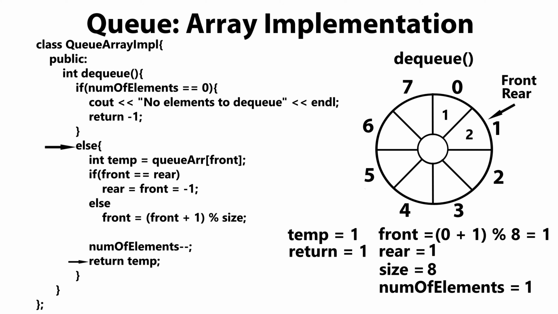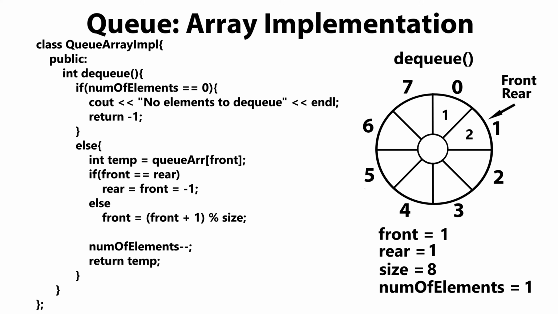So now let's give another example with the dequeue method. So first we check to see whether or not the number of elements is equal to 0. In this case, it's not, so we move on to the else statement. Now we just save what's in front of the queue. Once we do that, we come down here and check to see whether or not front is equal to rear. In this case, both front and rear are equal to 1, so it's true.